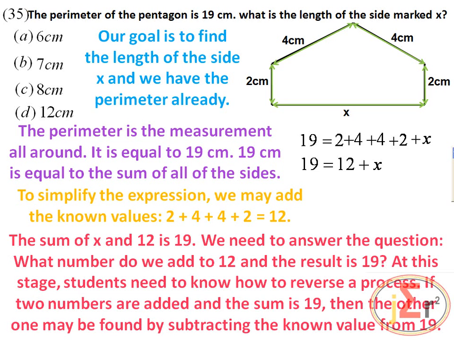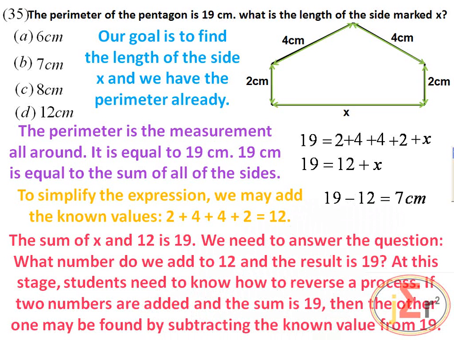At this stage, students need to know how to reverse a process. If two numbers are added and the sum is 19, then the other one may be found by subtracting the known value from the sum. So if we have two numbers giving a particular sum, say 15, and we know one to be 7, then if we need to find the other, we will have to subtract 7 from 15. So in order that we may arrive at our answer, we will have to reverse the addition process. Reversing the addition process means that we need to subtract. And if we do that, we will arrive at our correct answer.